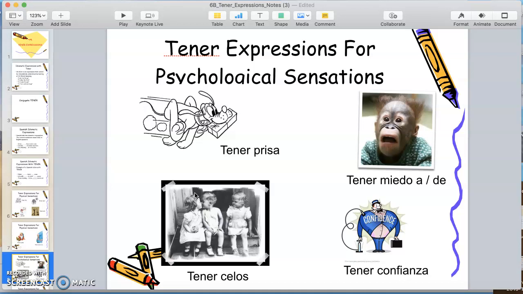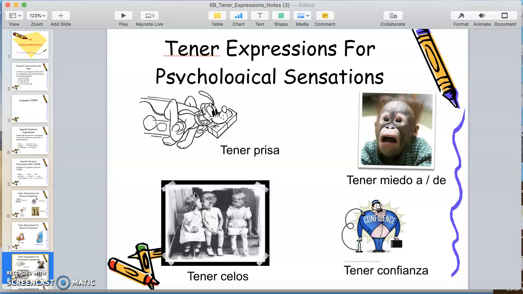Let's look at the monkey. What does it look like his expression is telling you? He's scared. Tener miedo means to be scared. And that a or de can come after tener miedo. Are you scared of? Are you scared to? So a, that little a means to in English. And I've said that to you before, okay? That shouldn't be so new. And the same with de, de, what's that mean? Of.